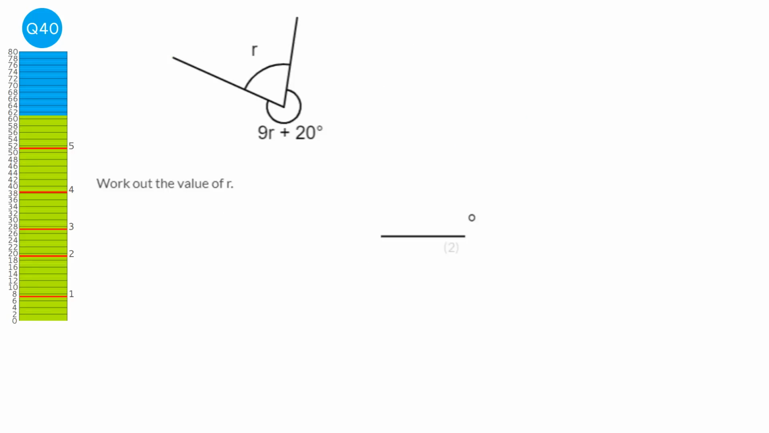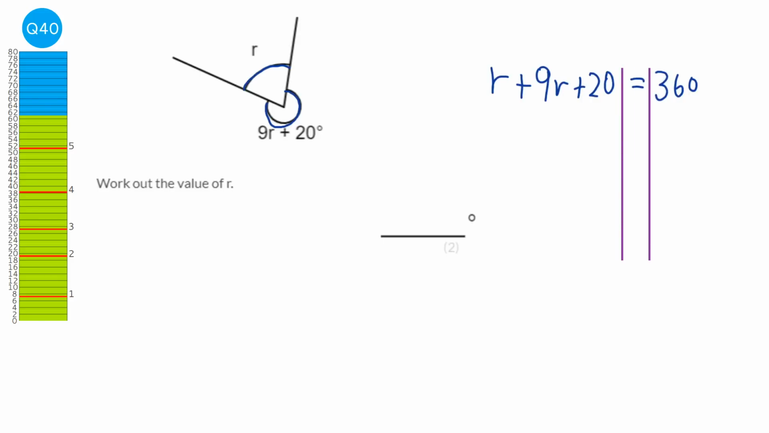So angles on a point add up to 360. And we are given the values of the angles, but in terms of r. So we know that r plus 9r plus 20 will equal 360. So we've got an equation here we can solve. So first of all, let's add the r's together. And so that will be 10r plus 20 equals 360. Then we're going to subtract the 20 from both sides.